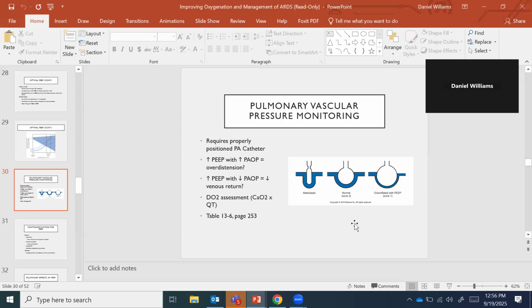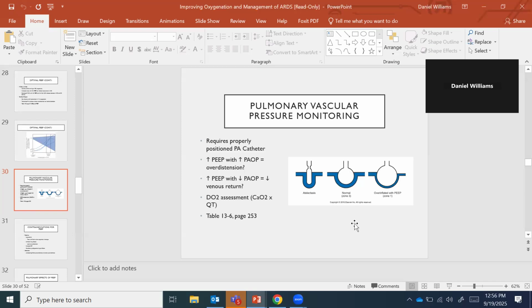Off of that distal port, you can get your mixed venous oxygen sample, but also through the distal port, that's where you would look to wedge the balloon in the pulmonary artery so that you can get the pulmonary artery capillary wedge pressure. And then obviously, not leave it in the wedge position because that could lead to pulmonary infarction, and that would be not advantageous for our patients.